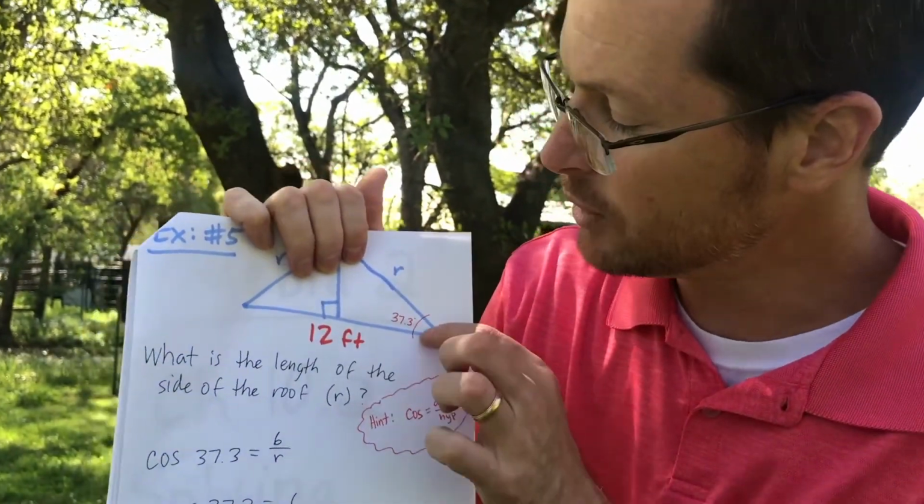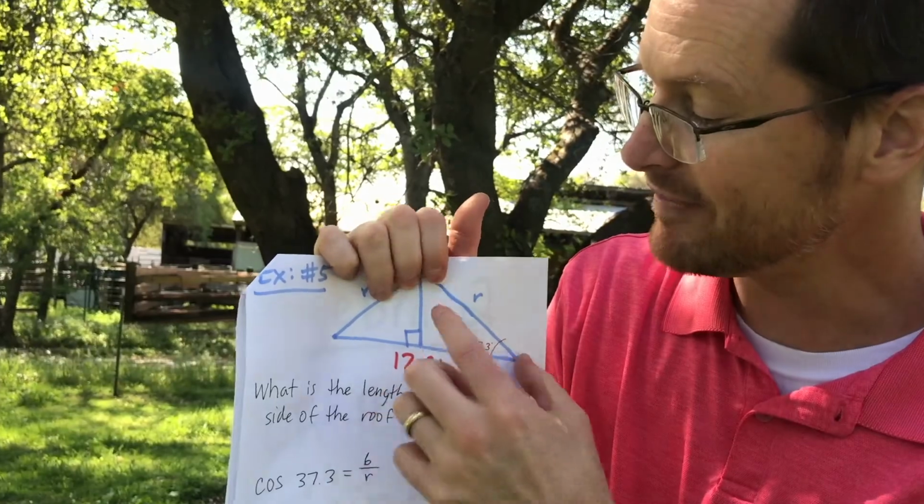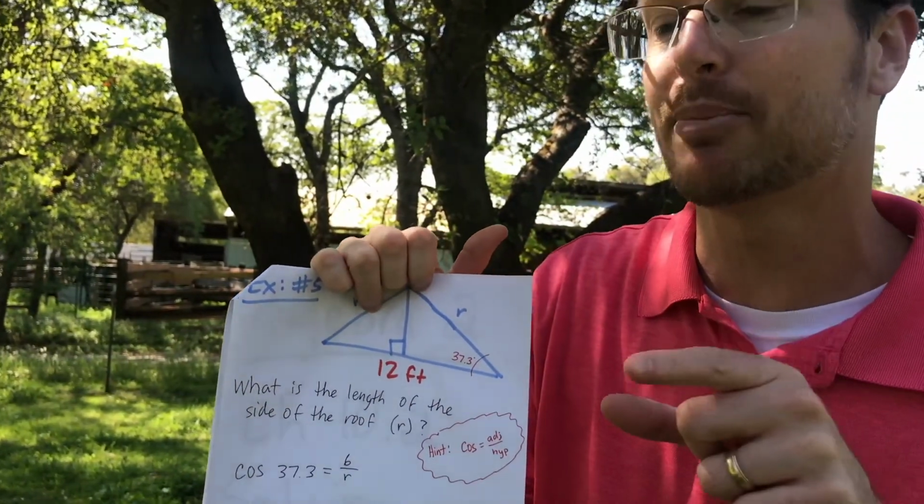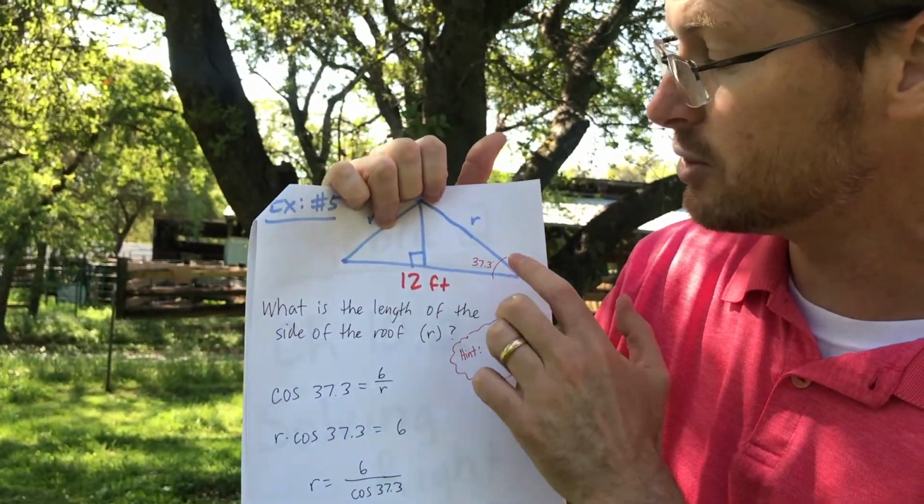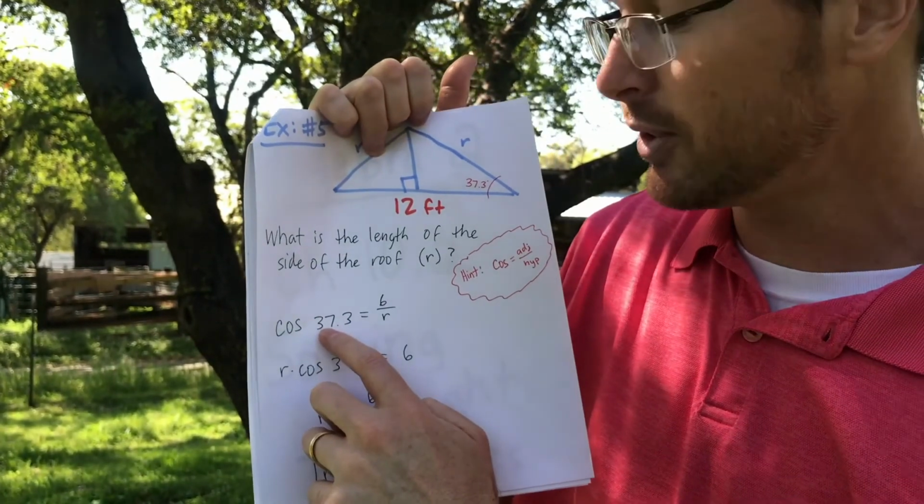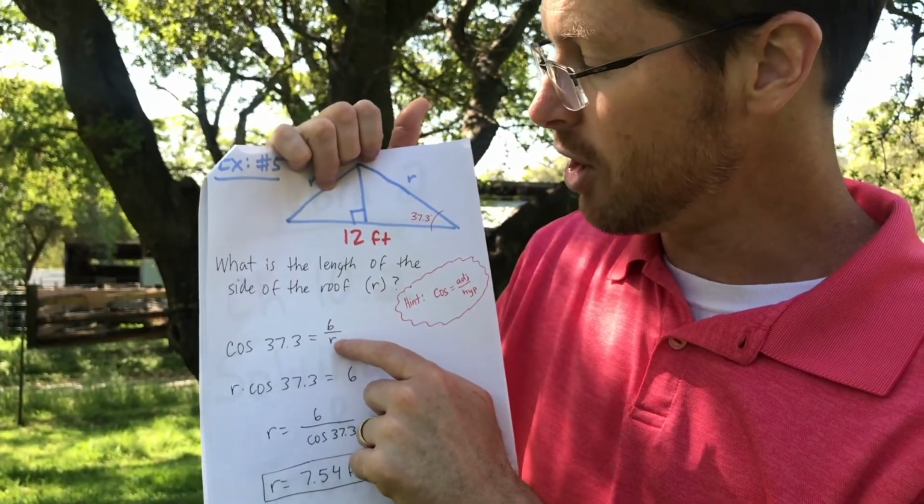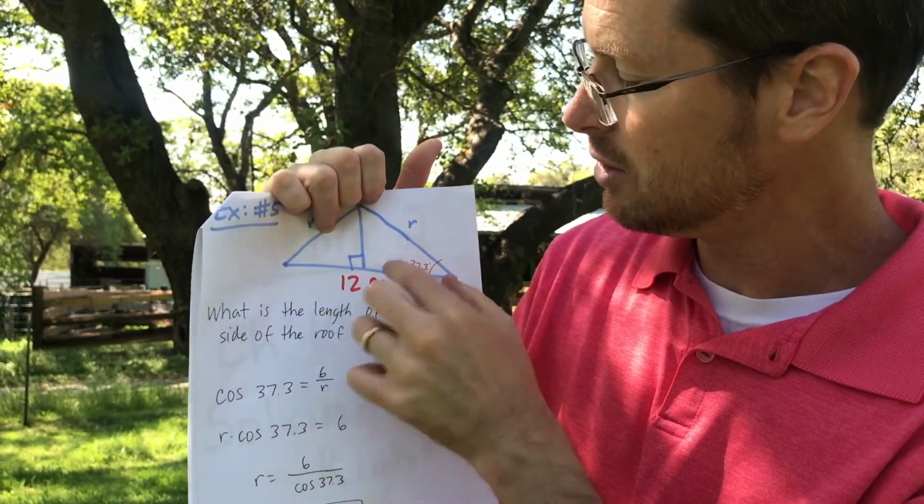Well, notice, if we're at 37.3, we have an adjacent side and we have a hypotenuse side. Adjacent over hypotenuse, that's cosine. So it's a little hint. Hint is cosine's adjacent over hypotenuse. That's the data they gave us, so we're using cosine. The cosine of 37.3 is 6 over R. It's the adjacent over the hypotenuse, 6 over R.